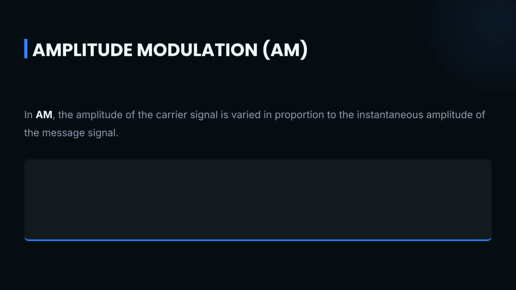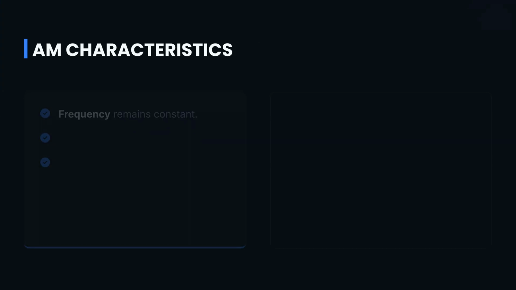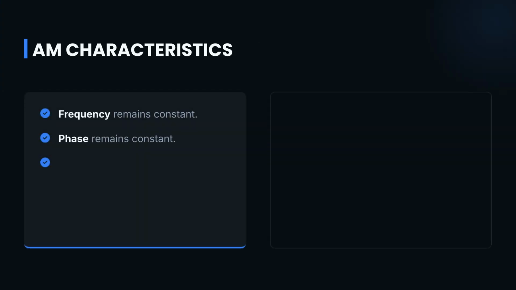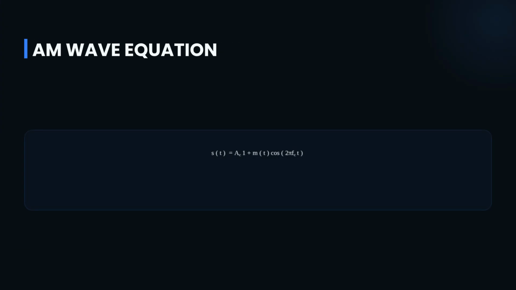In amplitude modulation, the carrier signal's amplitude changes in proportion to the message signal's instantaneous amplitude. When the message signal increases, the carrier envelope expands, and when it decreases, the envelope contracts. AM characteristics include constant frequency and phase, while power varies with the modulation depth. The visual representation shows how the message signal dictates the amplitude variations of the carrier. The AM wave equation is s(t) equals AC(1 plus m(t)) cos(2 pi FC t), where AC is the carrier amplitude and m(t) is the normalized message signal.